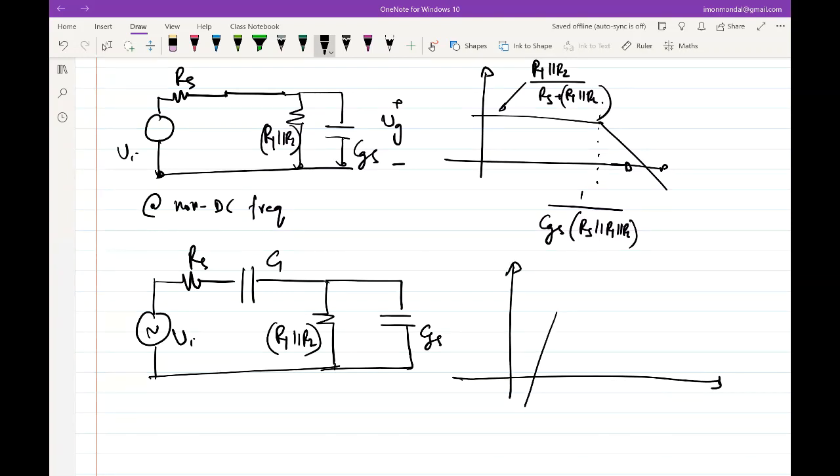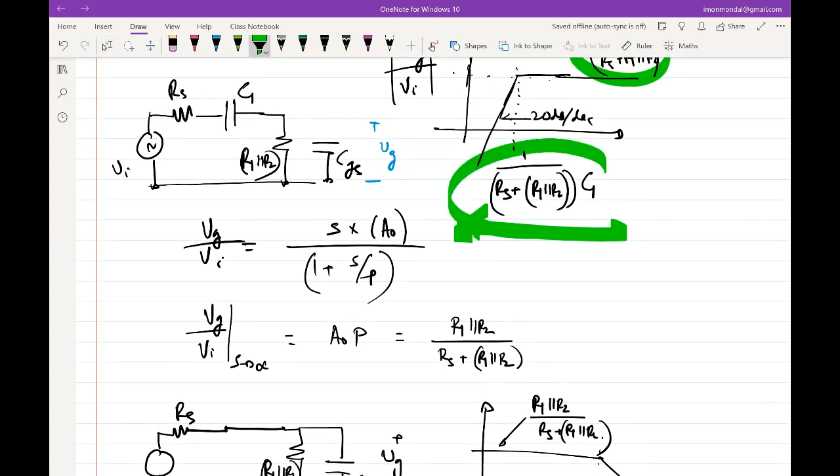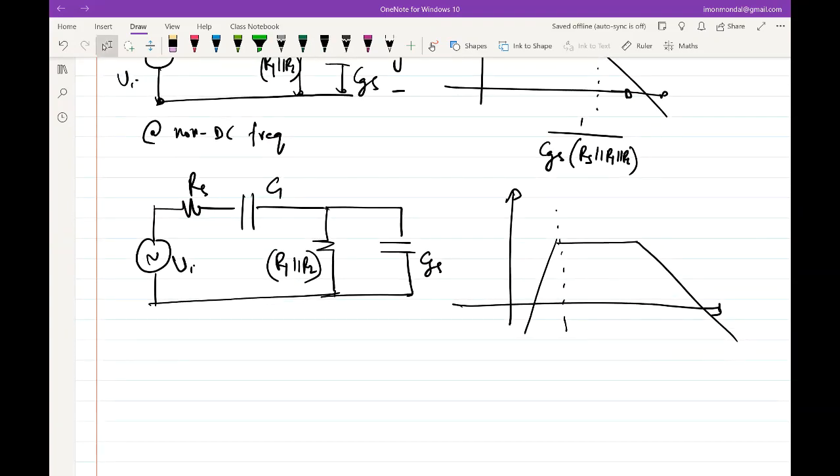This should look like something like this. What should be the first cutoff frequency? This should correspond to this guy, which is equivalent to the pole associated with the capacitance C1 when CGS was 0. Right? That becomes pretty straightforward. That is 1 over (Rs plus R1 parallel R2) times C1.